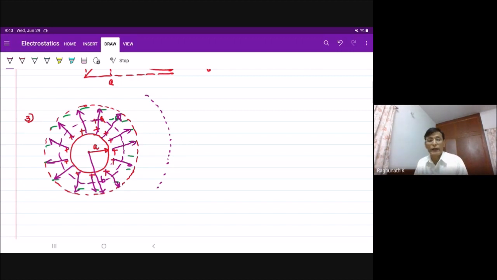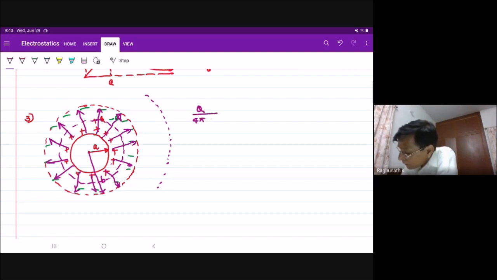I spoke about it, right? Which is q by 4 pi epsilon r squared for A less than or equal to r less than or equal to B, and 0 for r less than A and r greater than B.